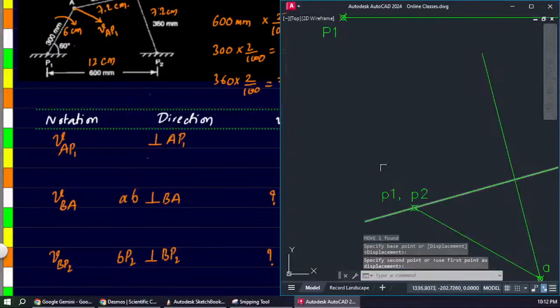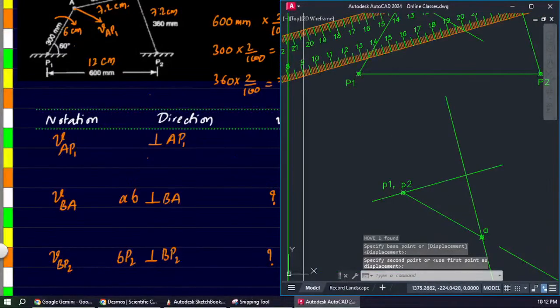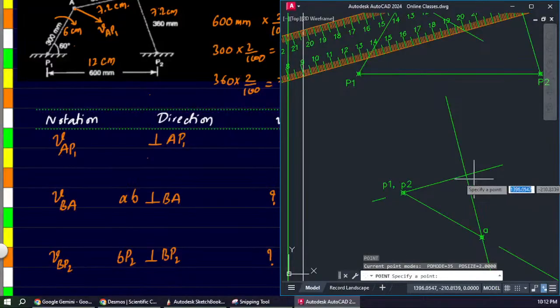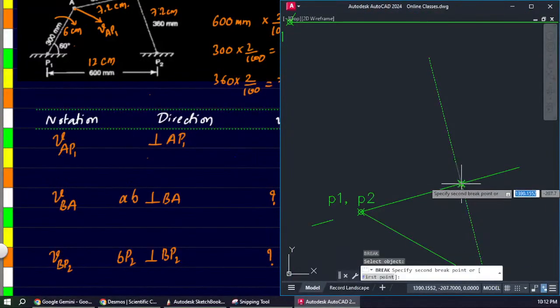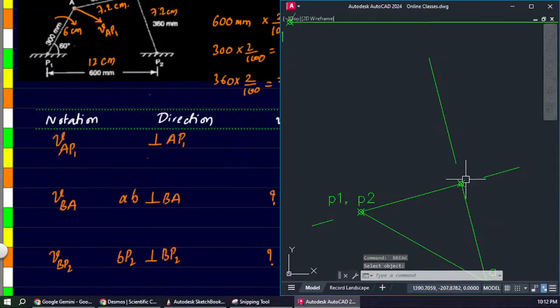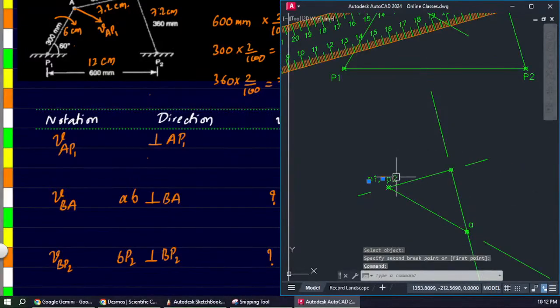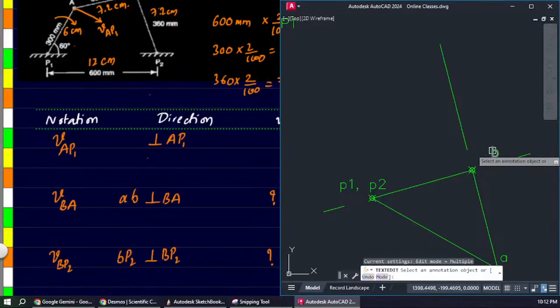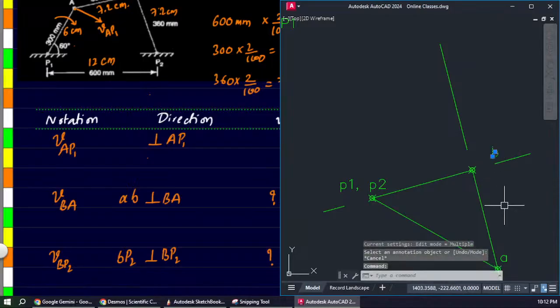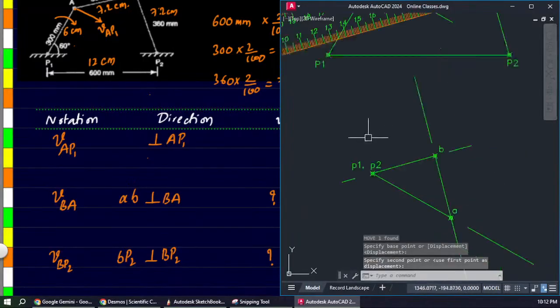Now you can see that the lines are meeting. The intersection point is what we need. This is our intersection point, and this point we need to call point B.